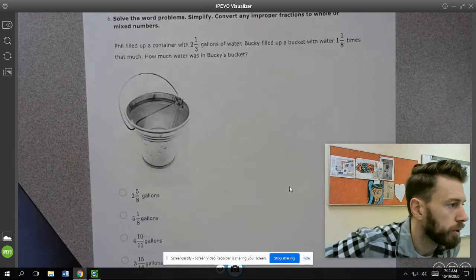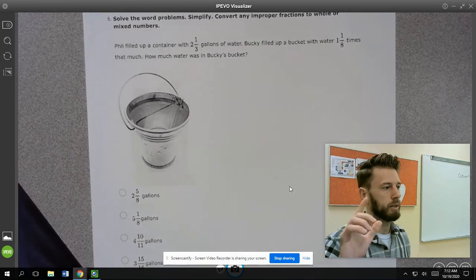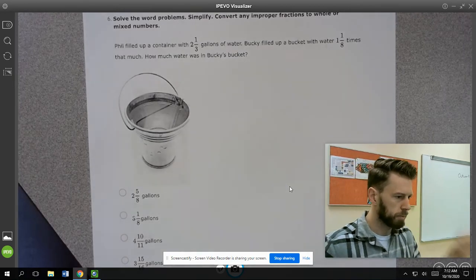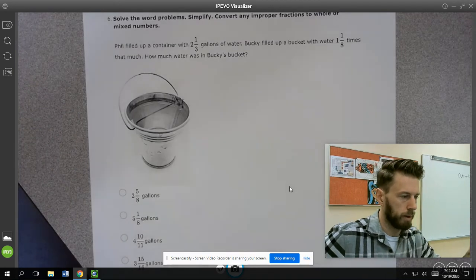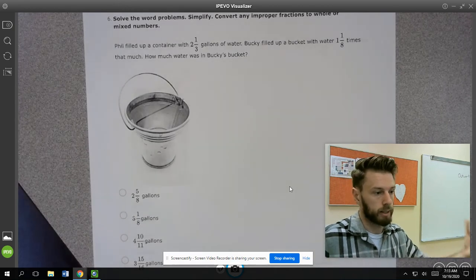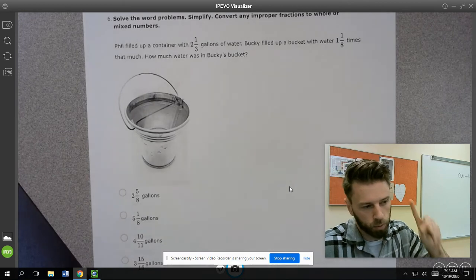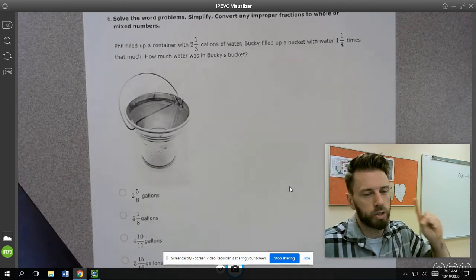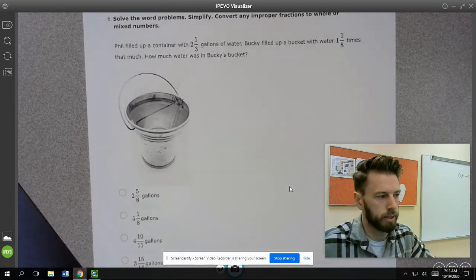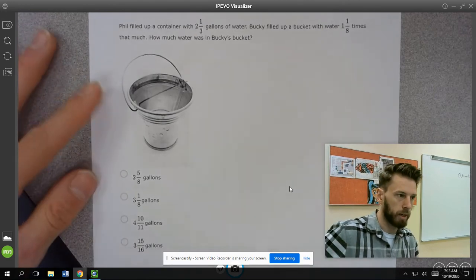Phil filled up a container with 2 1/3 gallons of water. Bucky filled up a bucket with water 1 1/8 times that much. How much water was in Bucky's bucket? Well, if Bucky filled his bucket with 1 times the amount of water that Phil did, then it would have been the same, right? Because anything times 1 is itself. But he filled it with 1 1/8 times, which is greater than 1, which means he filled it up with more water than Phil did. So the answer we already know is going to be more than what Phil put in his bucket.